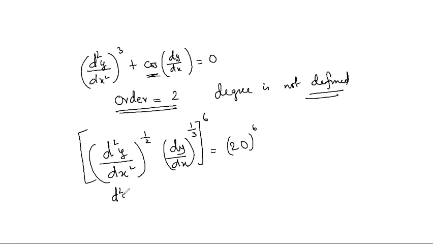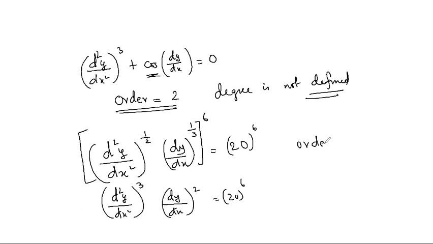So I'll get d square y by dx square. 1 by 2 into 6 will give me 3. And dy by dx to the power 2 is 20 raised to 6. So which is the highest derivative here? The second order. So order is 2. What is the power of the highest derivative? 3. So degree is 3.